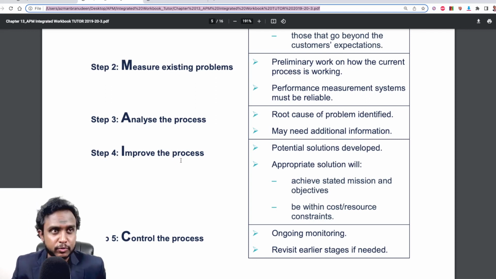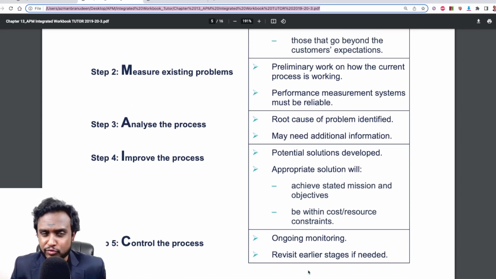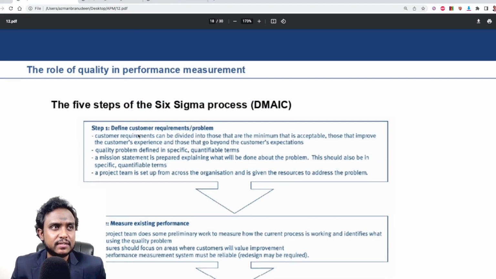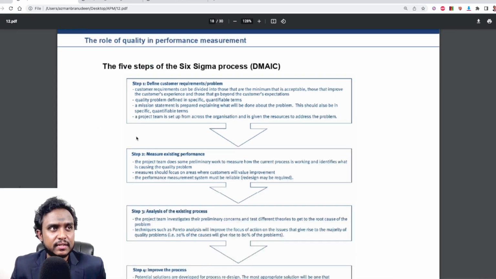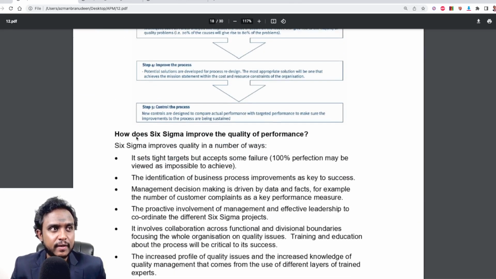Step four, improve the process. You develop potential solutions, and they should be in line with your mission and objectives and be within the cost constraints. And finally, you control the process. That means on an ongoing basis, you monitor and you keep reviewing, you keep revisiting earlier steps, you keep making changes, you keep trying to improve as well. DMAIC. In detail, with embedded explanations, the 5 steps are provided for you in the text, which you can look at.